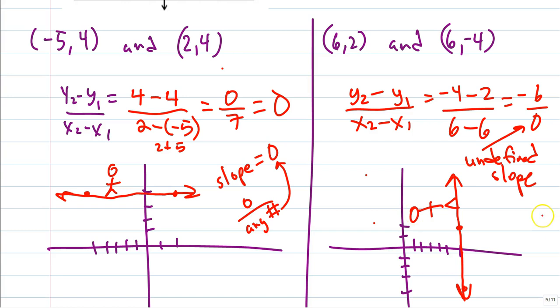Okay. So an undefined slope will be if I have any number on the top divided by 0. We can't divide by 0. That makes it undefined.